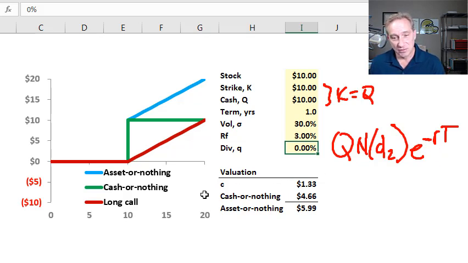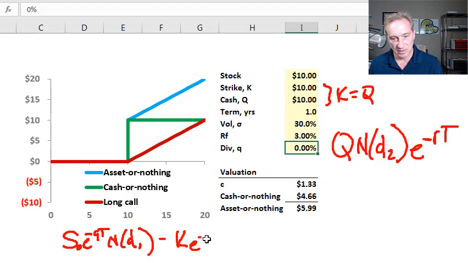Now, if we come back to the asset or nothing, that we can also deduce fairly easily, because if we go back to the Black-Scholes-Merton, we know the Black-Scholes-Merton is equal to the stock price discounted by the dividend, reduced by the dividend, multiplied by N of D1, minus the strike price discounted at the risk-free rate, multiplied by N of D2. So that's my Black-Scholes-Merton formula that gives me the call option here.